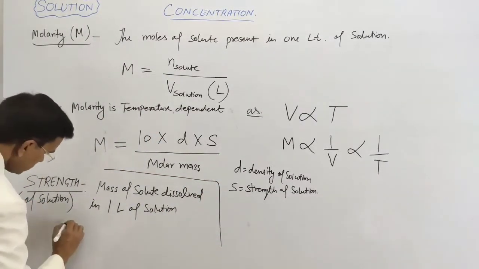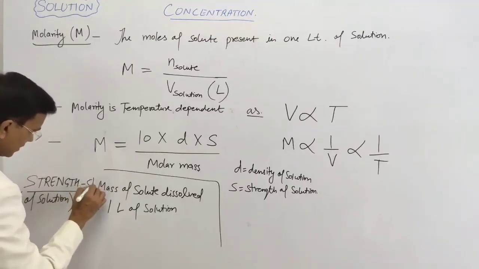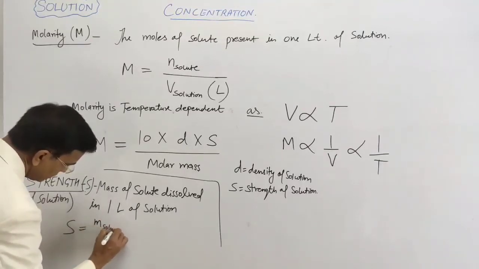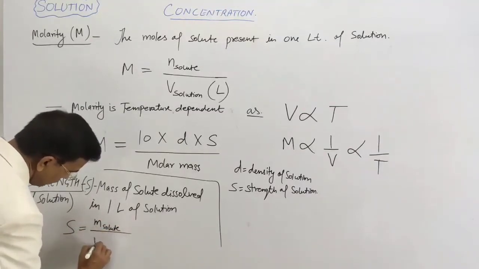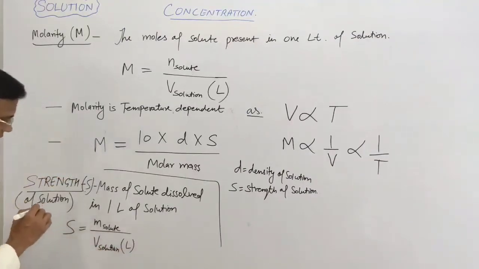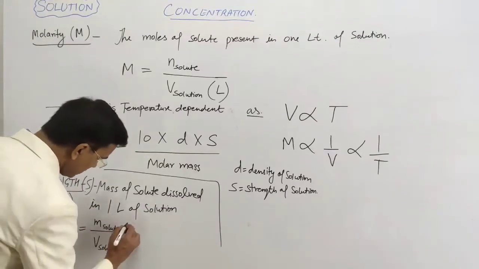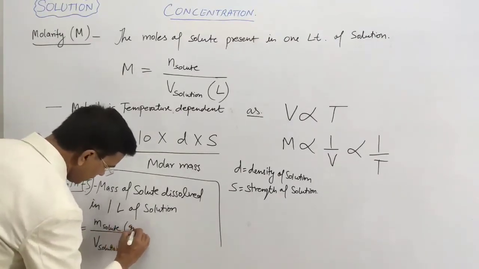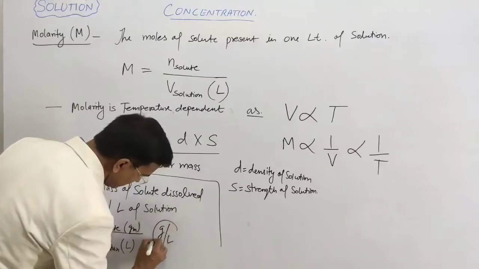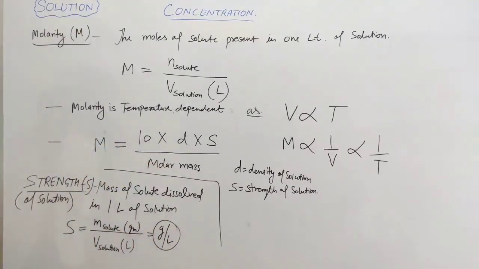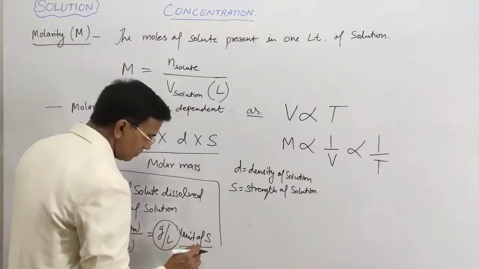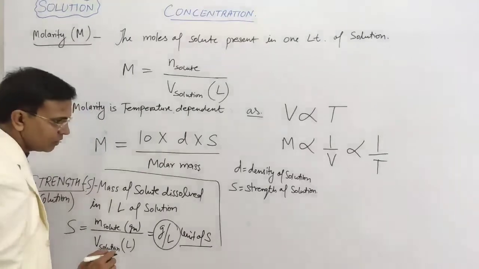Now the formula will be S, it is represented by S, strength. So strength will be the mass of solute upon volume of solution in liters. The mass of solute will be in grams, so the strength unit will be gram per liter. This is the unit of strength.